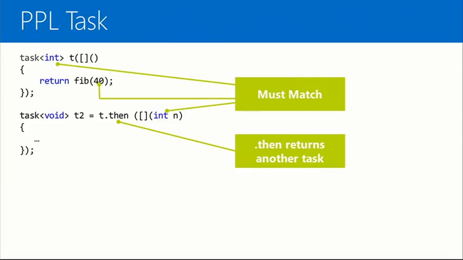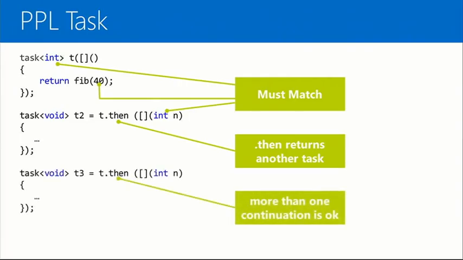So in this case, the task T is returning int, which is matched with the input parameter of the lambda. You could set up multiple continuations, or multiple thens, on the same task. So you have task T, and we've set up two tasks, T2 and T3. Both will get called, both will continue after T is done. And both T2 and T3 can run in parallel on different CPUs.